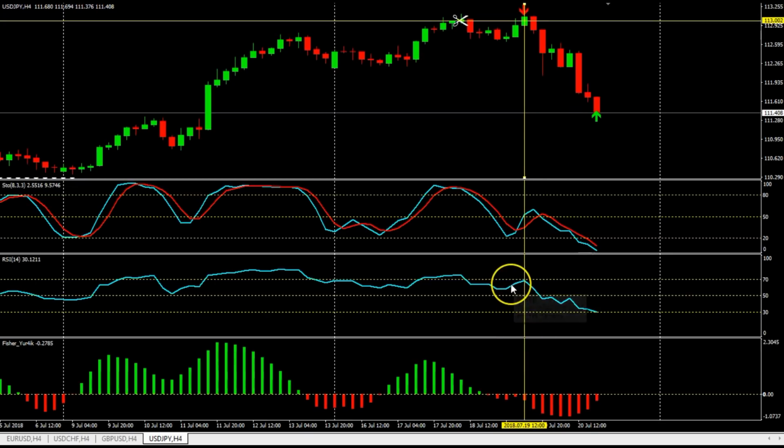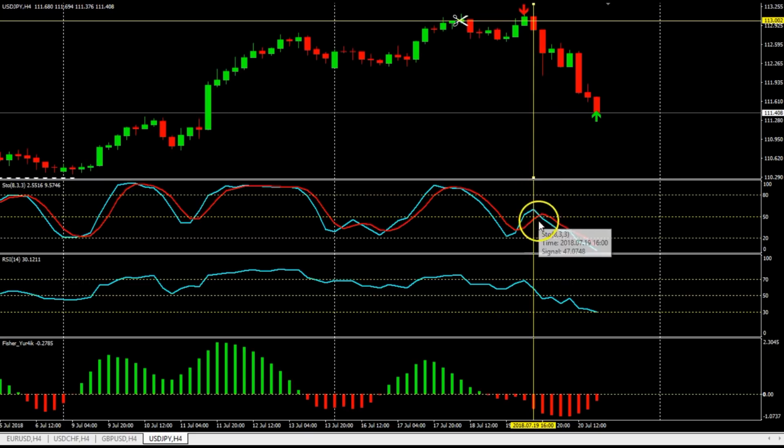The fish is red. The RSI is still going up. The stochastic is up. So it's a no trade. You have to wait. So wait for the next candle. And what do you get here? The stochastic is not going down, not yet. The fish is red. RSI is going down. It's below the 70 level.